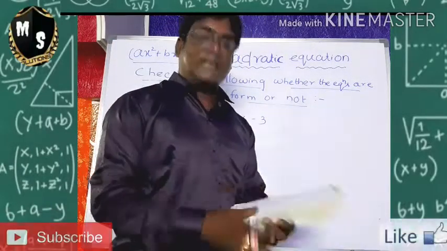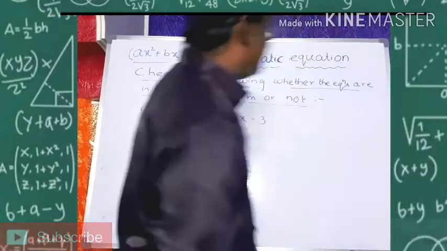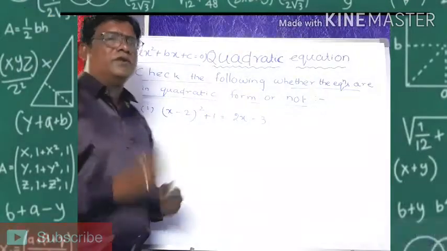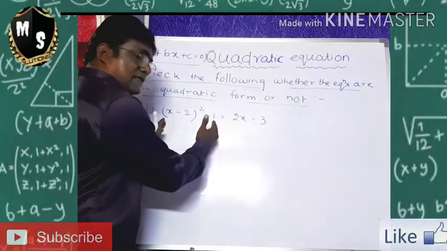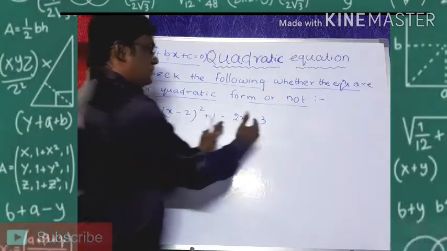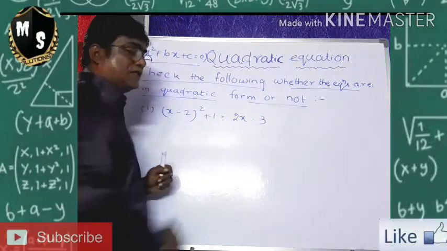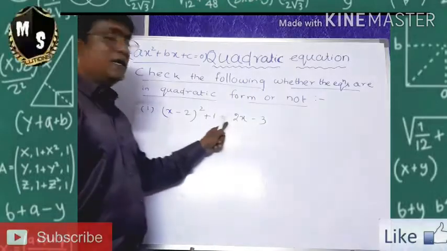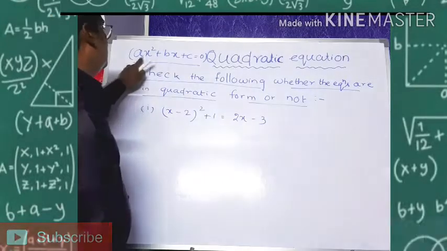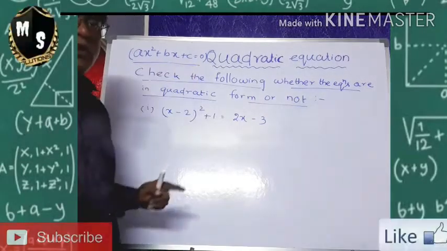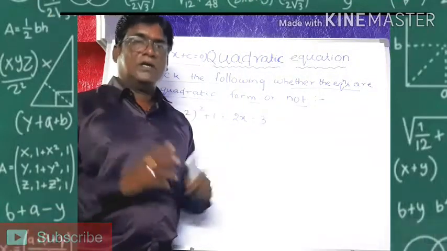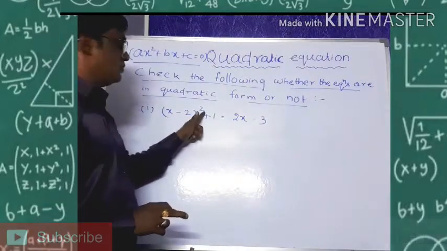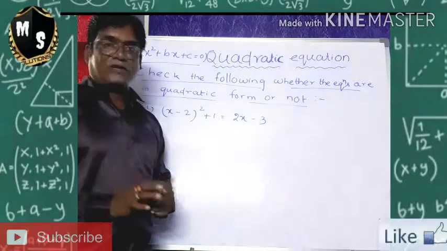Now we are going to check whether this equation is in quadratic form or not. Here it is the LHS, left hand side, and here it is the RHS, separated by an equal sign. Right now this is not in the format of ax square plus bx plus c equal to 0. We have to solve it further. In the LHS there is (a minus b) whole square, so we have to open the whole square first.